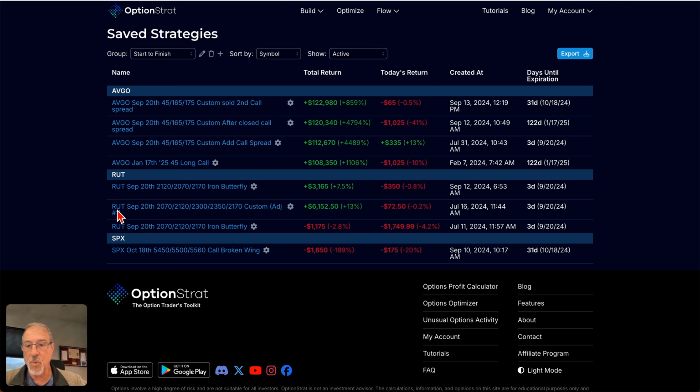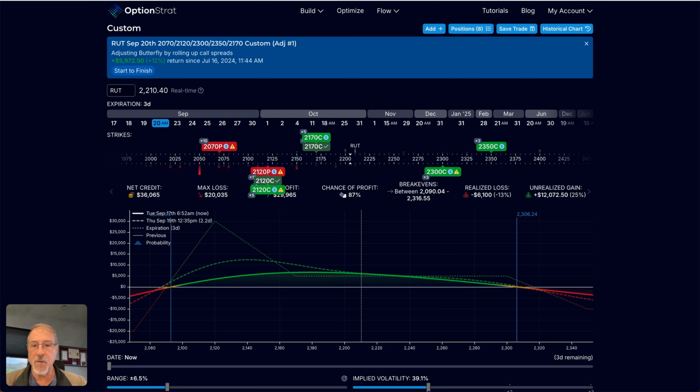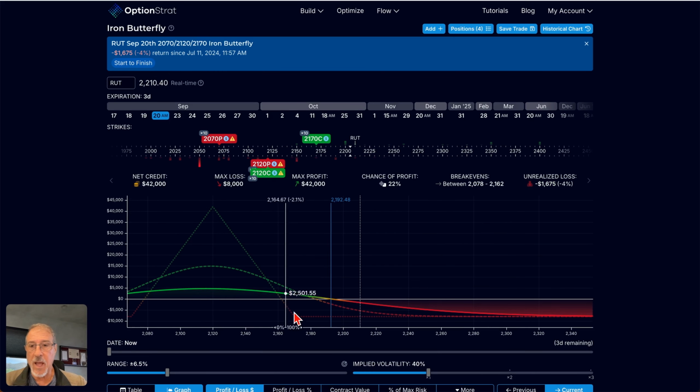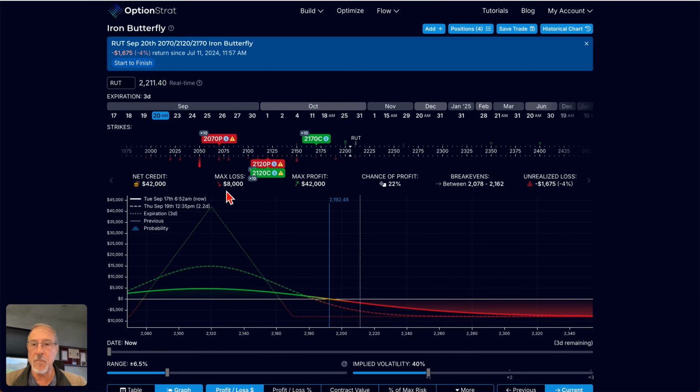And then this one is the one that I'm actually going to close out today. So this one represents probably most closely how I normally trade a butterfly. So let's look at these 3 different variations. Let's actually start with this one. This is the butterfly as I originally put it on back on July 11th.